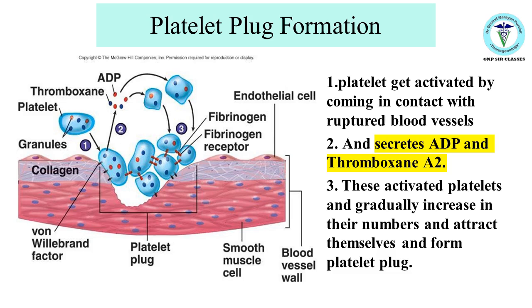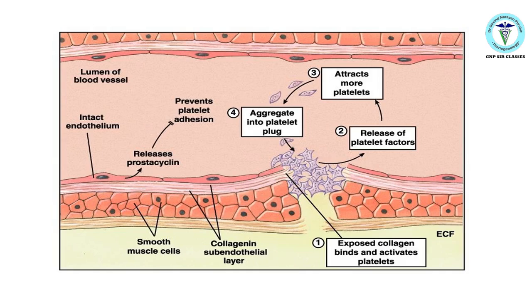Platelet plug formation begins when platelets come into contact with a ruptured blood vessel, releasing ADP and thromboxane A2. These substances attract more platelets, leading to the formation of a platelet plug. The process involves several steps, including the release of prostacyclin to prevent adhesion, aggregation of platelets, and the release of platelet factors to attract more platelets and form a stable plug.